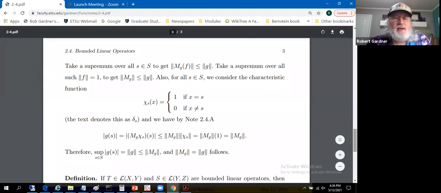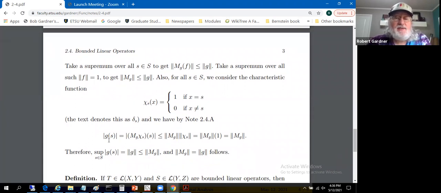All right, so let's look at g of s. We can write g of s as the operator m sub g acting on this characteristic function. Because what's this going to do? It's going to take that characteristic function and multiply it by g of s. Well, if we take the characteristic function here, multiply it by g of s, it's totally going to disappear except at the fixed point, lowercase s itself.